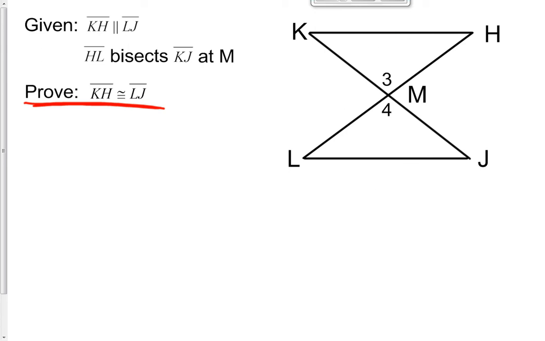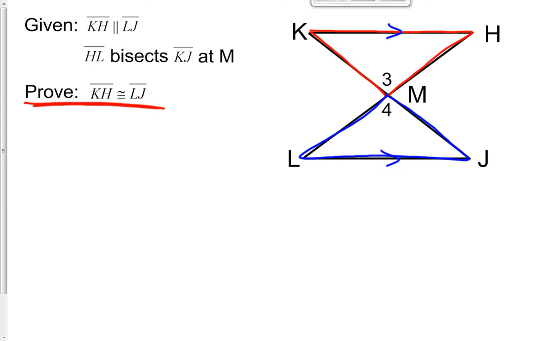Okay? Well, if I could somehow prove that the two triangles are congruent, by CPCTC, I can now say that those two segments are congruent if they're corresponding parts. So let's see if I could prove that this red triangle is congruent to this blue triangle, shall we? Alright, let's mark up our triangle. KH is parallel to LJ. So here's KH, it's parallel to LJ.